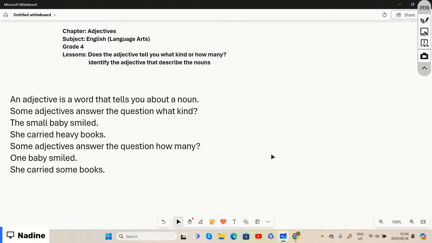All right, so our lesson is, does the adjective tell you what kind or how many? And we're going to identify the adjective that describes the noun. When it comes to adjectives, an adjective either describes the noun or tells us more about the noun, or we can say it modifies the noun. Anything to do with the noun.